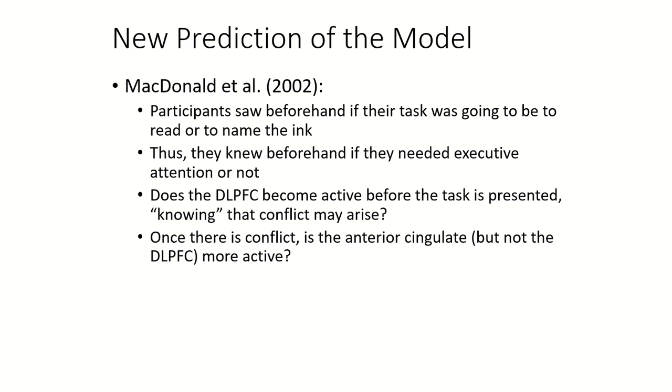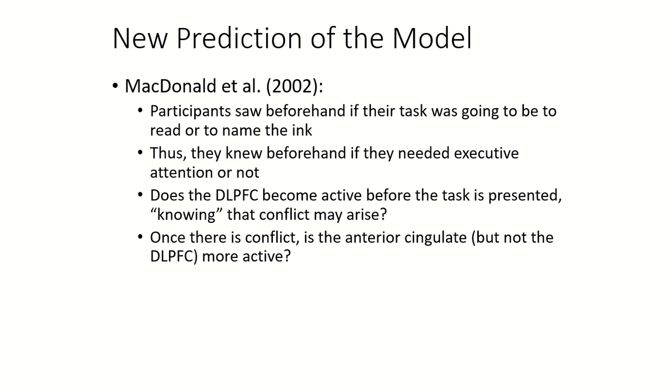And then the question is, does the dorsolateral prefrontal cortex become active before the task is presented, just because, quote unquote, it knows that conflict may arise? That's question one. And then question two is whether, when there is actual conflict, right, blue printed in green, does the anterior cingulate then become activated, and not the dorsolateral prefrontal cortex necessarily anymore? So this is what they did.